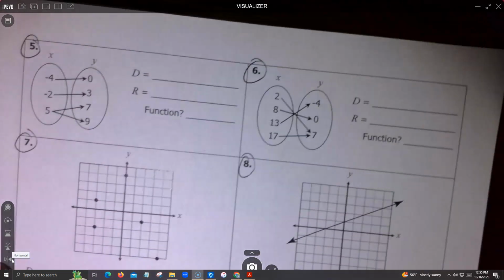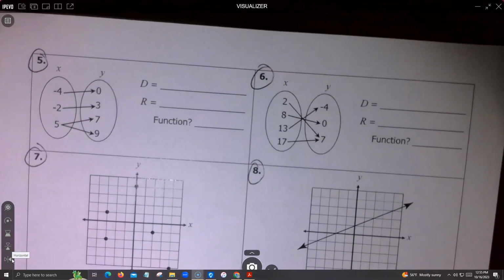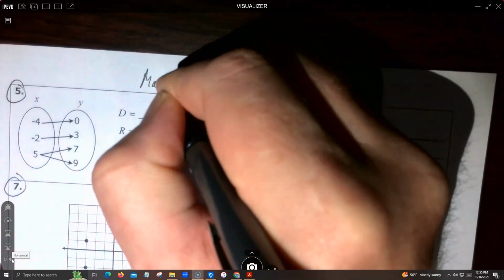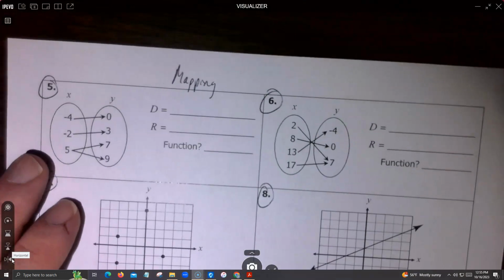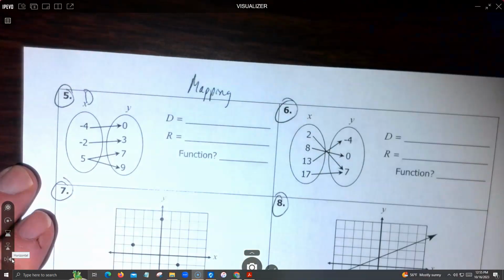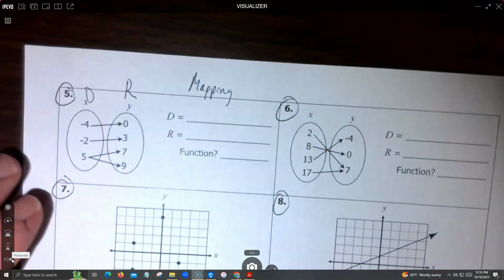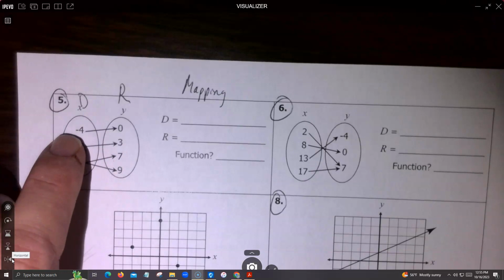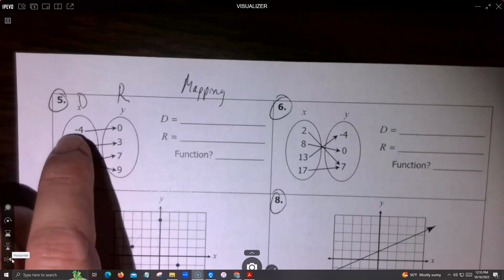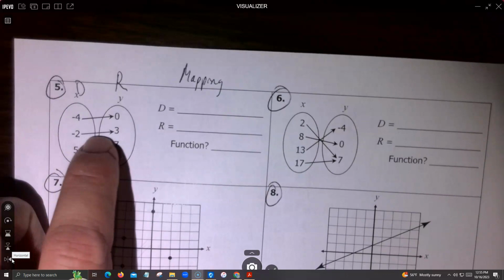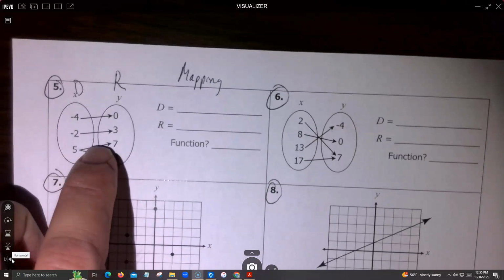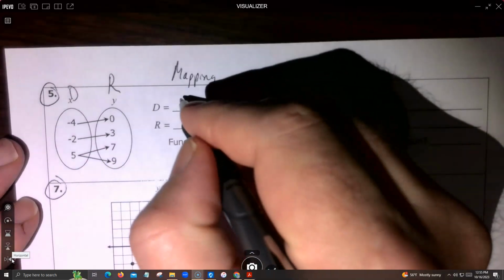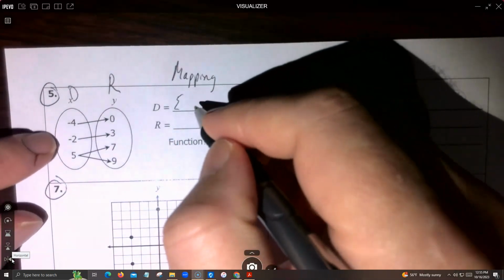All right, so these other questions at the top here are what's called mappings. Mappings show you the domain, which is the one on the left, and the range, which is the one on the right. Then arrows are pairing off our values. If I were to write this as a set of ordered pairs, this would be (-4, 0), (-2, 3), and then (5, 7), and since I've got two of them, (5, 9).